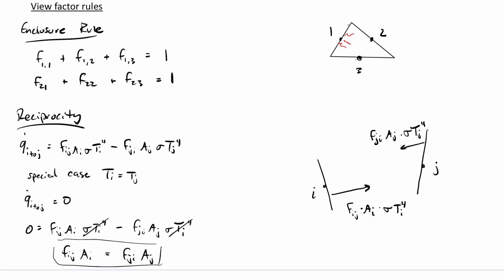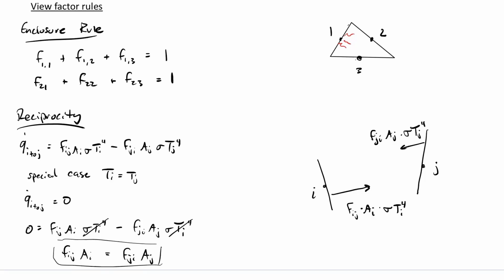Okay. So, all right, those are our rules. Enclosure rule: you get 2 of 3 surfaces, or n minus 1 of n surfaces, you can always compute the last one in an enclosure. Reciprocity: if you get 1 view factor and the areas, you can always get the other view factor. So those are 2 tools.